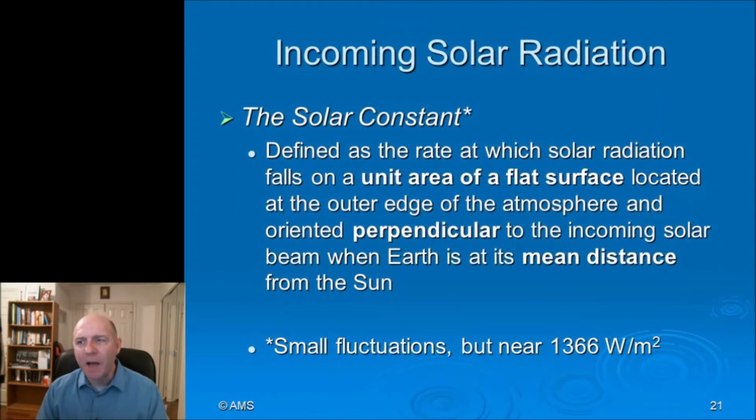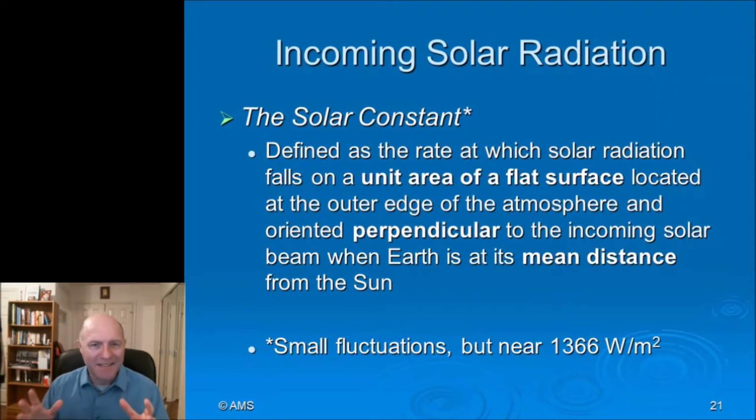So how much energy is coming from the sun? There is a quantity that's defined as the solar constant, even though it has some very small fluctuations depending on how active the sun is at any given time regarding sunspots and the like. But it's defined as the rate at which the solar radiation falls on 1 unit area of a flat surface, technically located at the outer edge of the atmosphere and perpendicular to the incoming sunbeams, when the Earth is at its average distance from the sun, meaning between aphelion and perihelion.